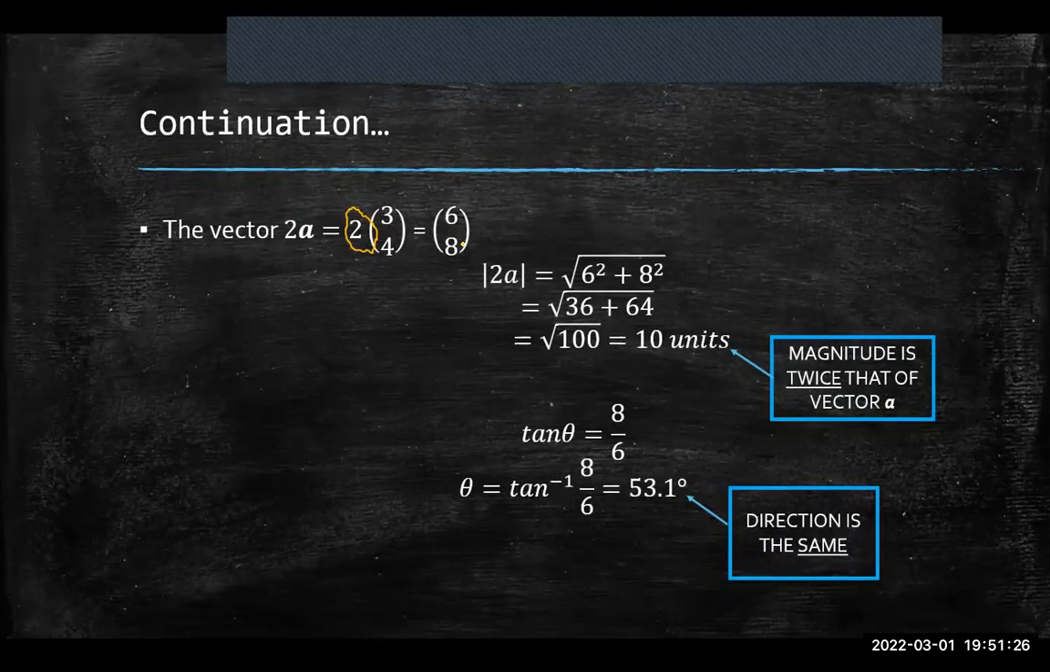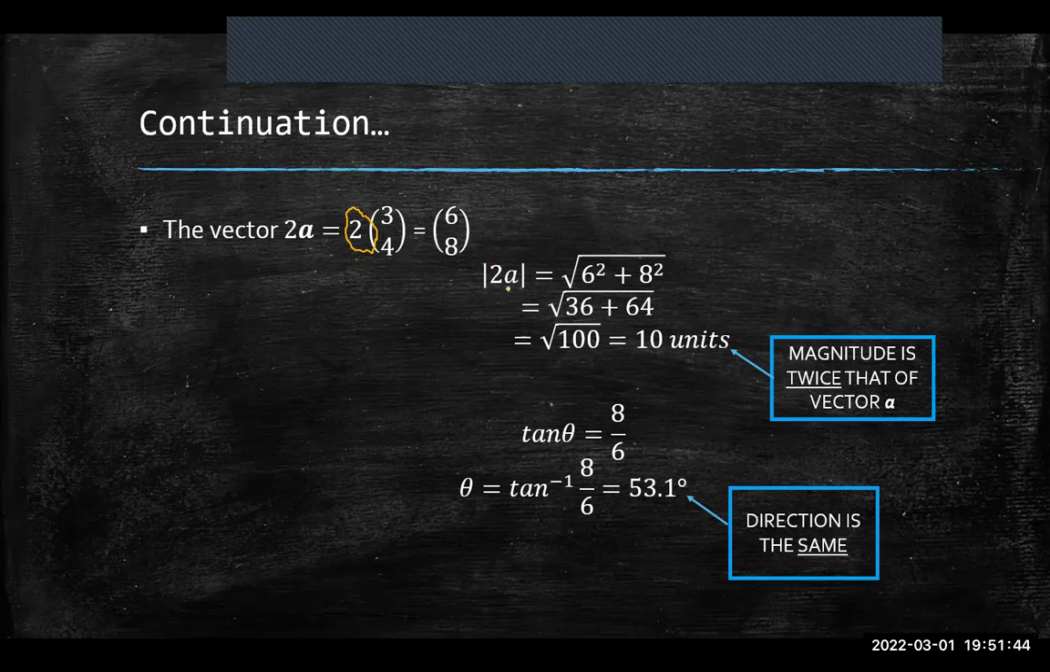Now we're trying to find out what exactly happens when we multiply a vector by a scalar. In this case, it's a positive scalar. Why did I say positive scalar? Because 2 is a positive value. It's positive 2. So what happens to the magnitude? What happens to the direction?